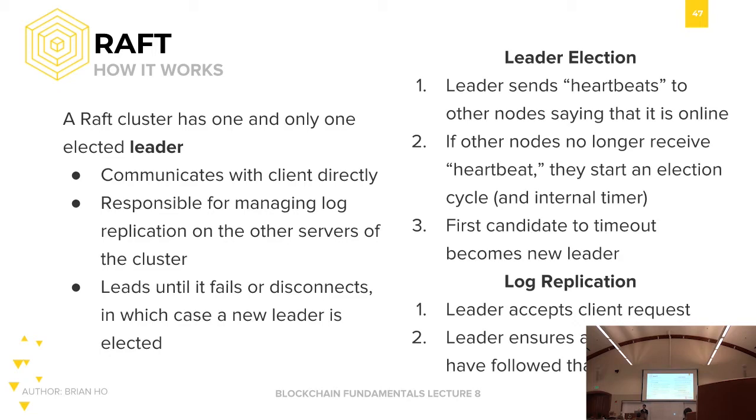It has two main algorithms behind it. This is just a quick overview of what each algorithm goes through. First, we have leader election. This is how you select a leader. Leaders usually send heartbeats to other servers in the network saying I'm still alive, I can still communicate with you. Once other servers don't receive a heartbeat, they know that this leader just went offline. So they start an election cycle, and each server starts an internal timer by themselves, and whoever is the first to time out becomes the new leader, and they're able to enforce the rules that the old leader had.